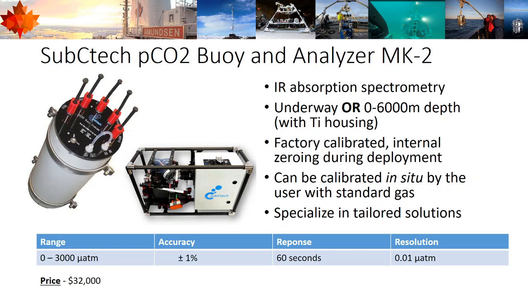There is also an internal zeroing, where internal gas can be circulated through a CO2 scrubbing system, where you can get interval zeroing to account for that drift over those longer deployments.